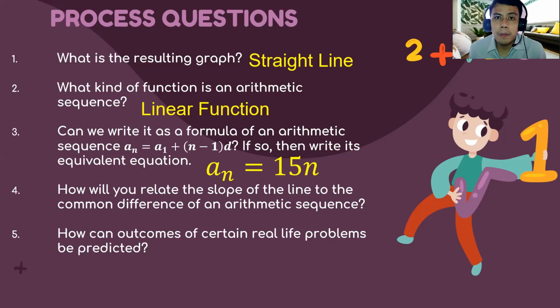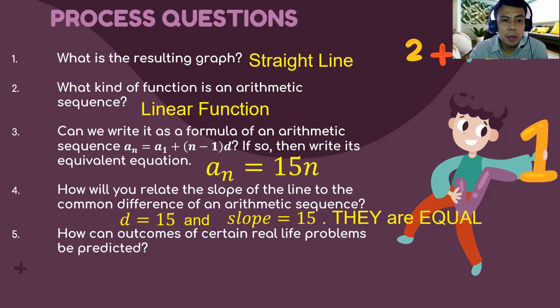Since our problem has a graph that goes up to the right, that means there is a positive slope. So how do we determine the slope of a line? Just count rise over run. The rise over run is equal to 15, so the slope is equal to 15, while the common difference is also 15. So what can you say about the two? The slope is 15, the common difference is also 15. Therefore, the two are equal.